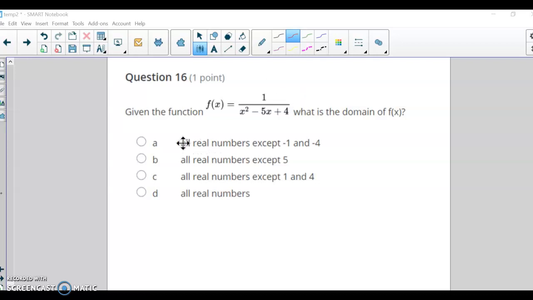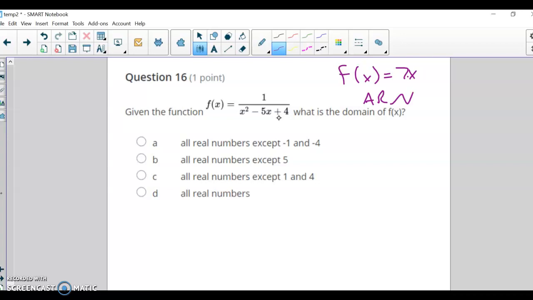All right, so number 16, finding the domain. So domain just means what numbers are possible for x. On a normal function, the default is x can be anything. So if I took a really simple function like 7 times x, there the domain would be all real numbers, right? Because you can take any number and multiply it by 7.